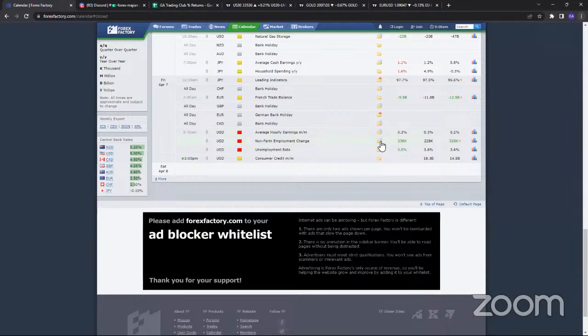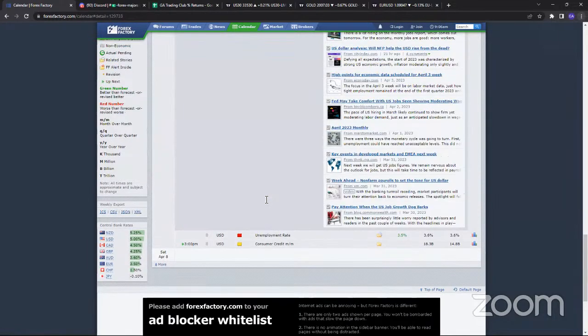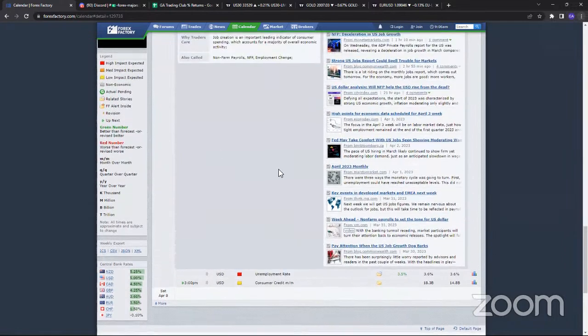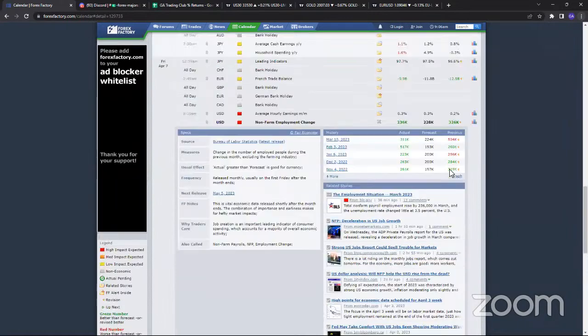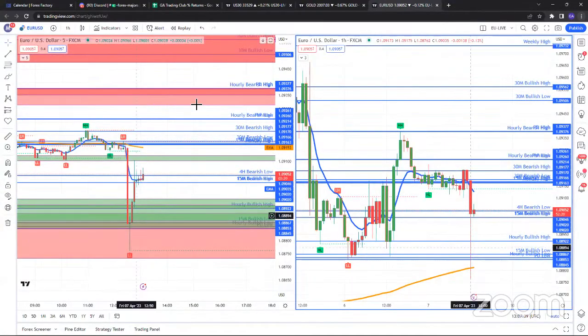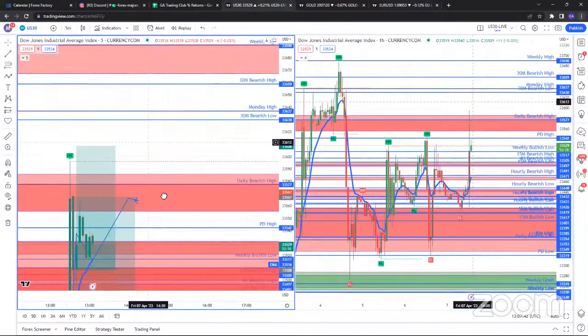So if we go on the detail, right? Let's see. No, not there. So actual greater than forecast is good for currencies. That's ideally why we saw that tank on EU, because the dollar pushed up. However, if we look at EU right now, EU reversed to the upside.